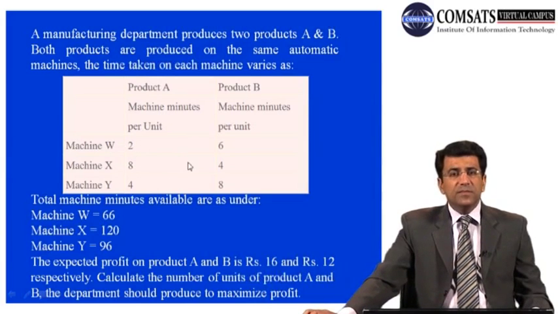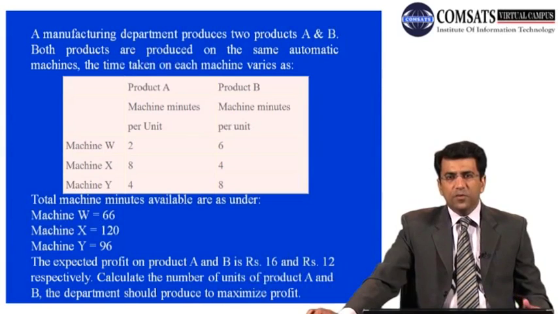Now, this is a similar problem which we just solved, but what is the difference? There is another constraint, that is the constraint for the machine Y. Now we suppose that both of these products A and B are passing through these three machines. That may be an electronic machine, an assembling machine, or a fabrication machine. So through these stages of production, both of these products will have to pass through these machines.